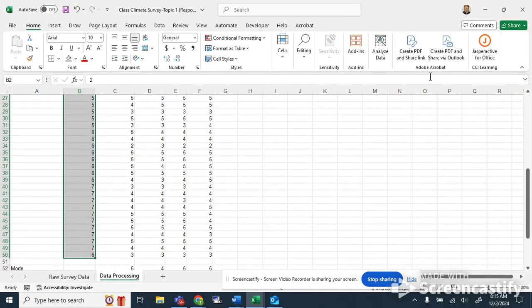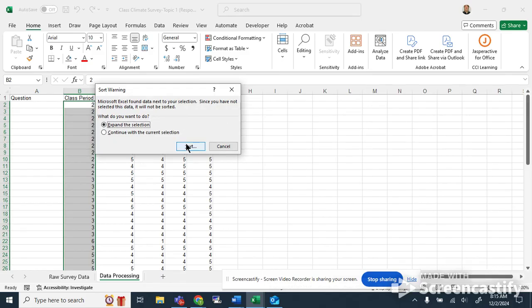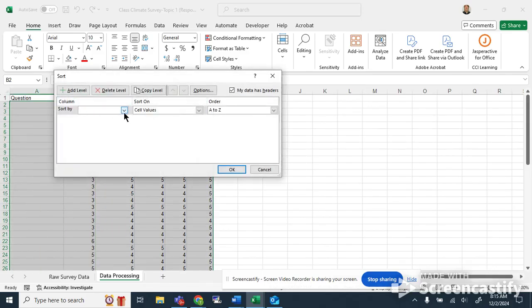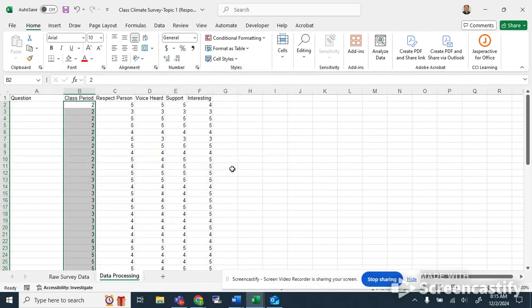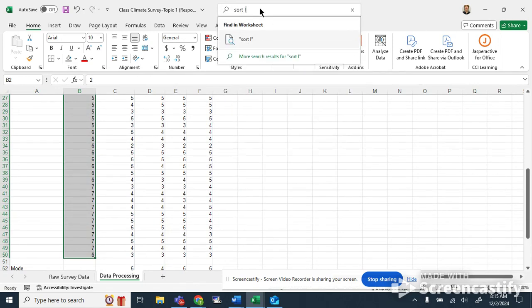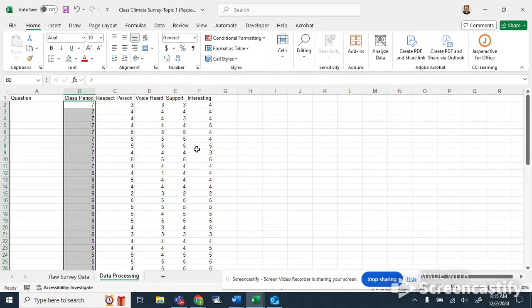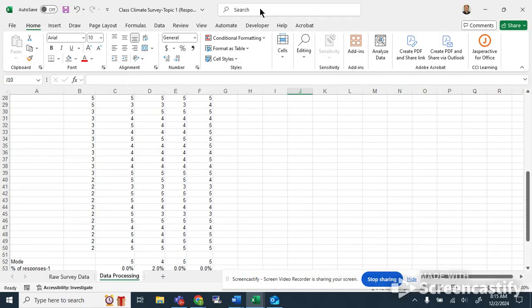right? So just highlight the data you want and go to, where it is, I'm just going to sort it. Click, make sure you expand the selection, and it should sort by question order. Oh, never mind. Sort is not one I have a lot of experience with. There you go. So if you're stuck, you can type things in the search bar. And now it's sorted by largest to smallest.